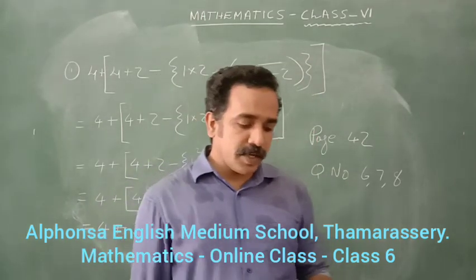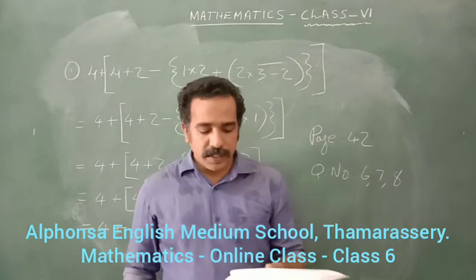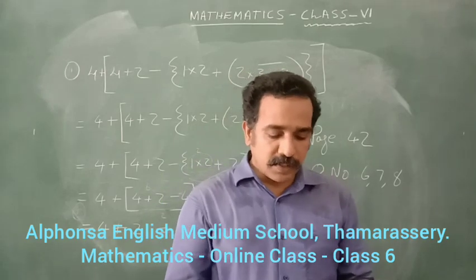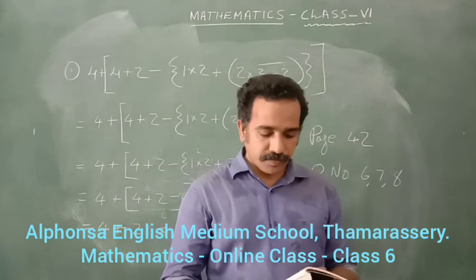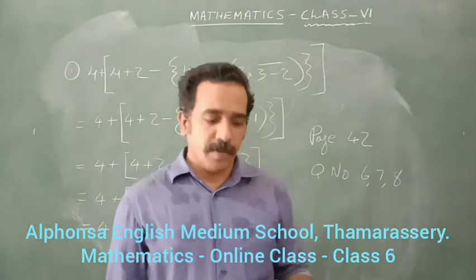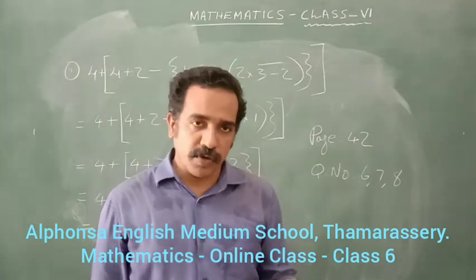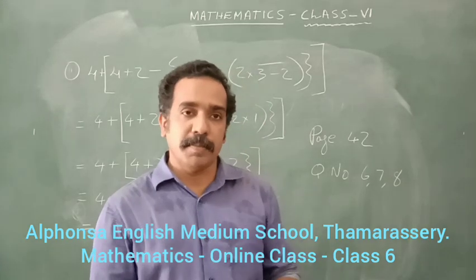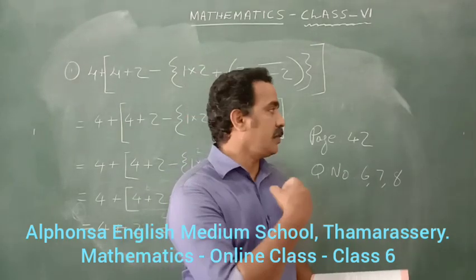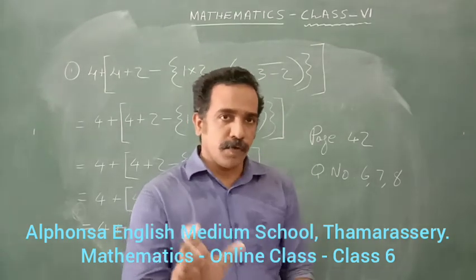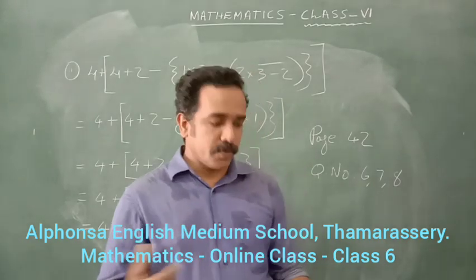And the seventh one: evaluate the following expression, again using the BODMAS rule. In that, six questions are there, A, B, C, D, E, F. All the six questions you have to do. They are simple questions, only brackets. And for the eighth question, you may have some doubt. Solve using the distributive property of multiplication. If you have any doubt, just revise this class video and try to do it.